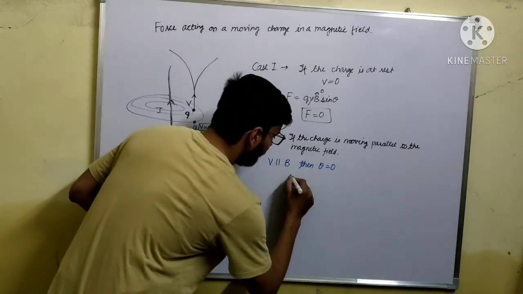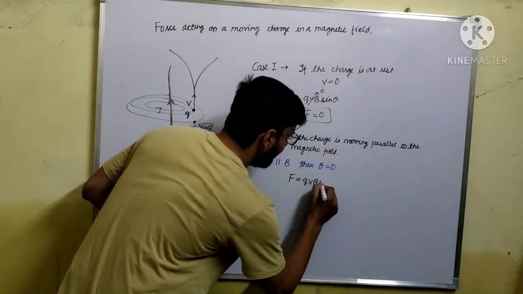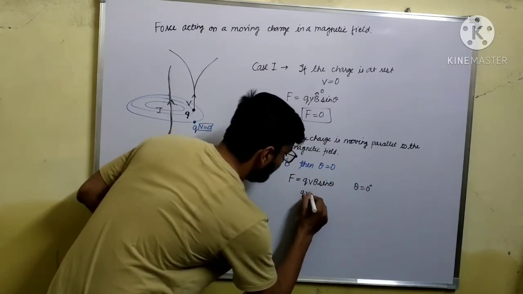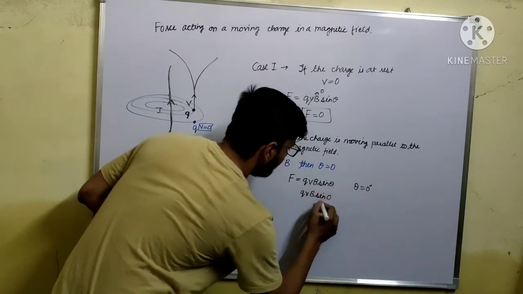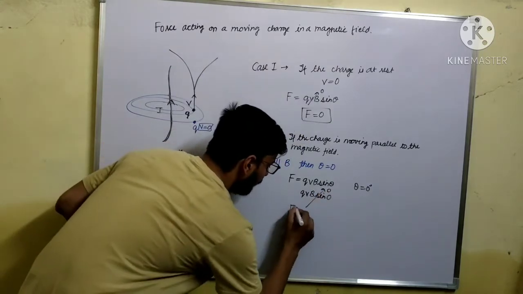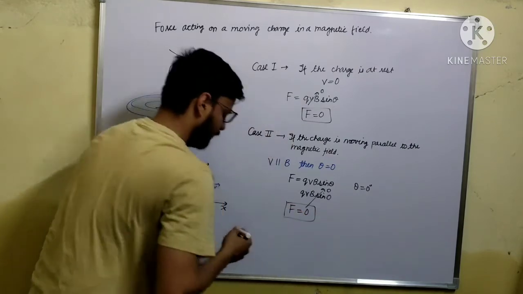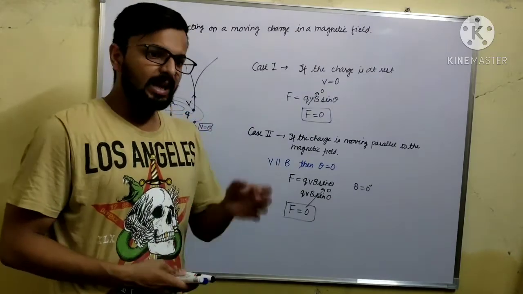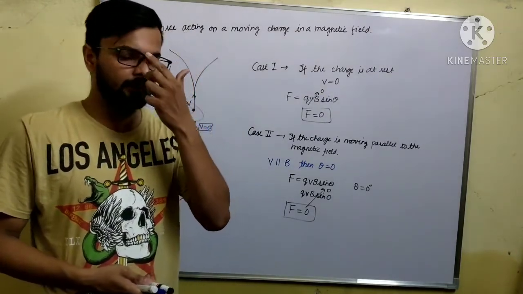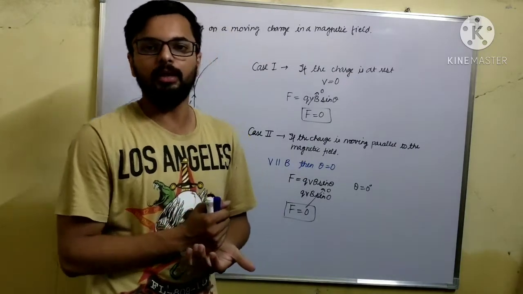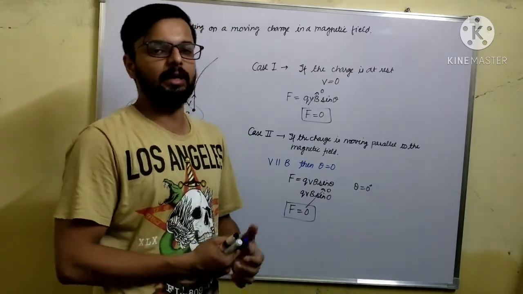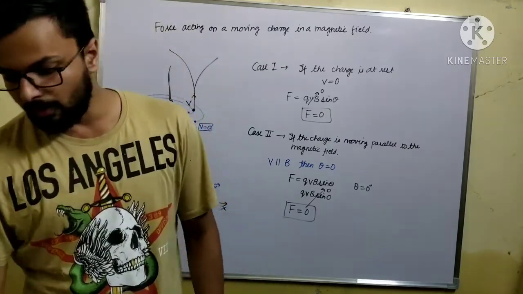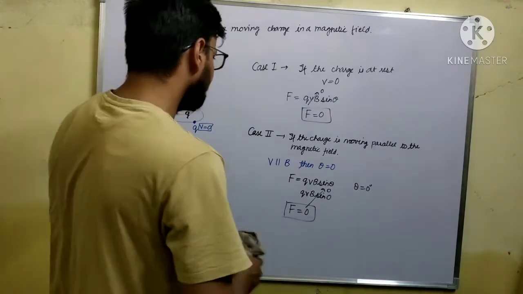So from the formula F is equal to QVB sin theta, the theta is equal to 0 degree. So QVB sin 0, so this whole term will become 0. So force F is 0. So in the second case, if the charge is moving parallel to the magnetic field, meaning the charge is moving along the magnetic field in the direction of the magnetic field, the force on that charge will be 0. Okay.